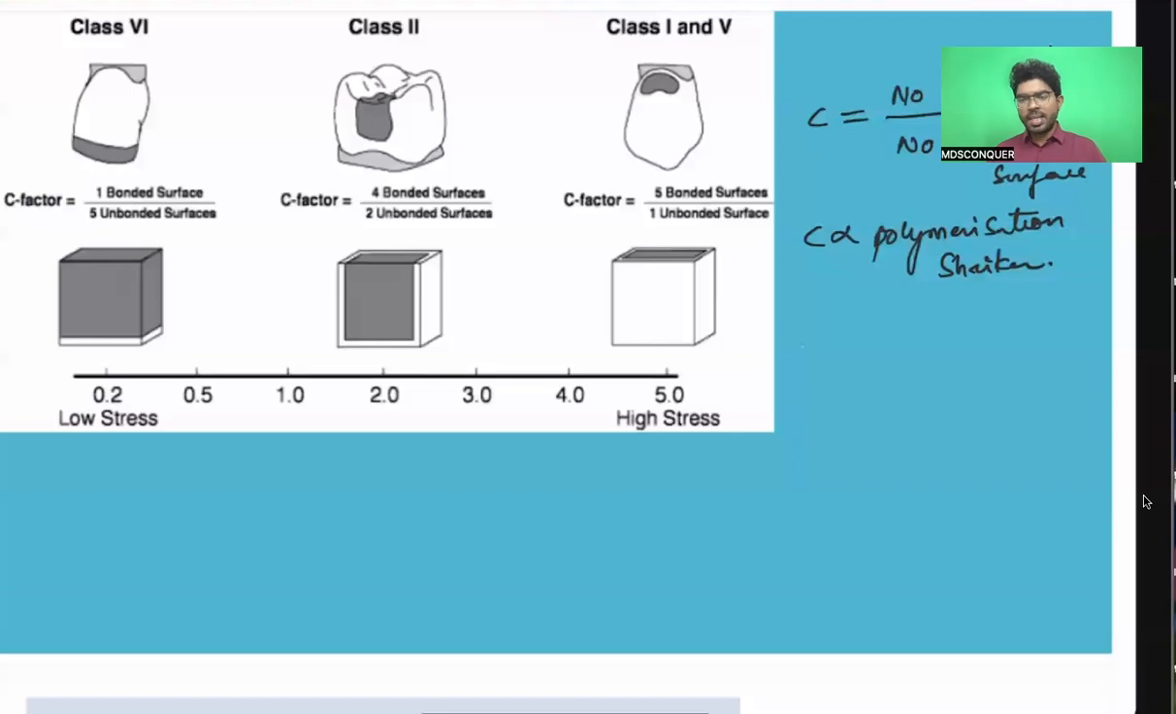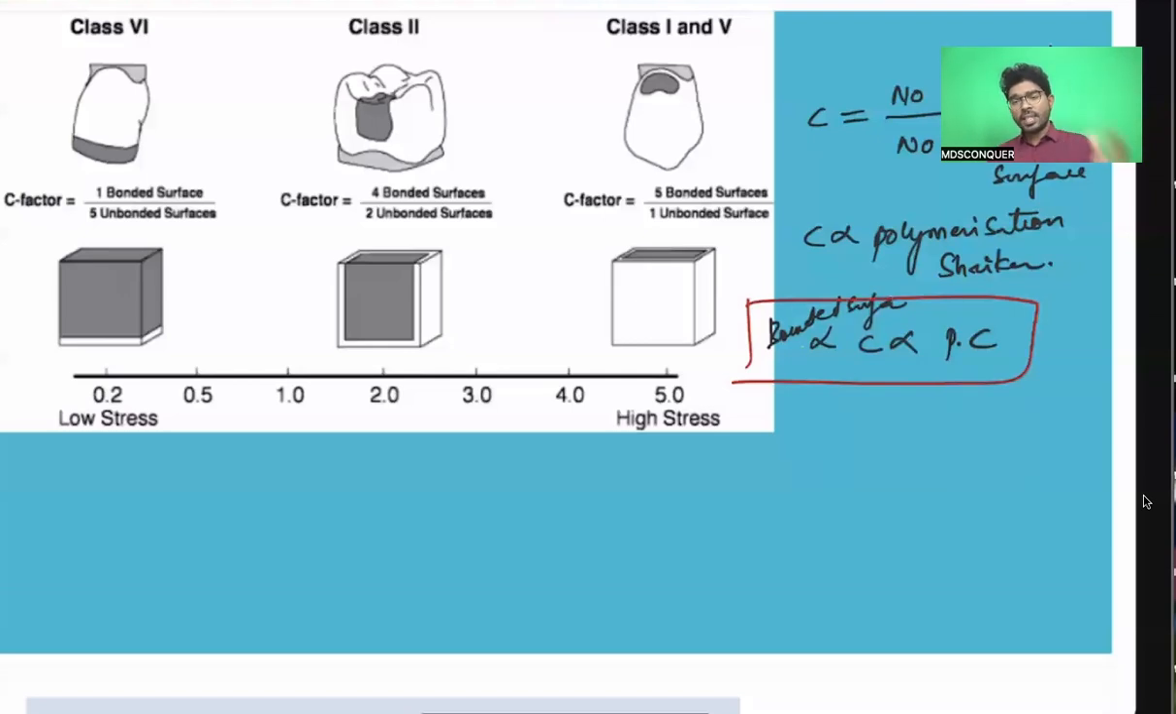It is basically because C factor is directly proportional to bonded surfaces. So as bonded surfaces increase, the C factor increases, which indirectly increases the polymerization shrinkage. So C factor is directly proportional to polymerization shrinkage. So we need to try to decrease our C factor, so the polymerization shrinkage is going to decrease. There are different methods, like the incremental method, to decrease this polymerization shrinkage by decreasing the C factor.